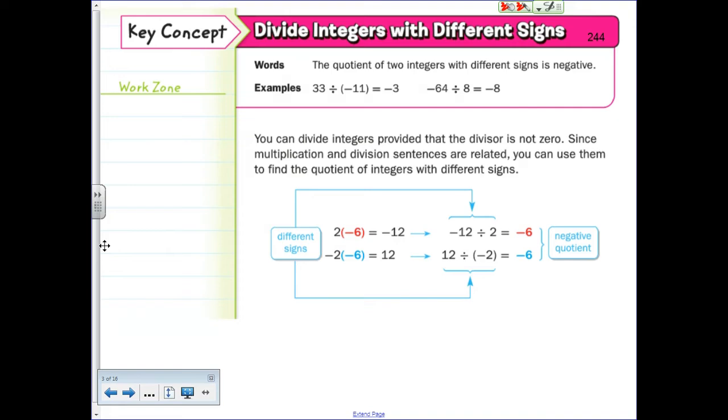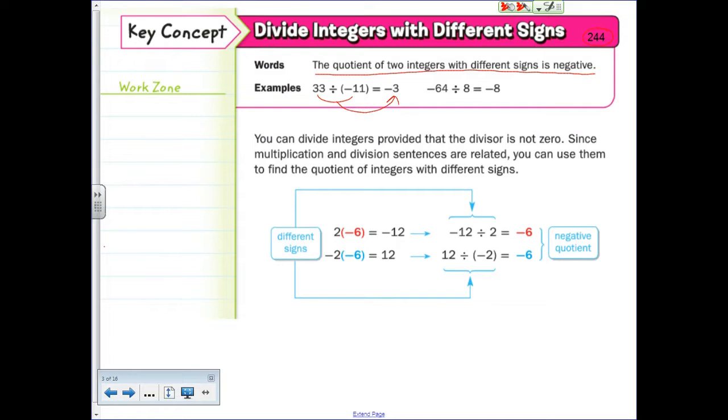All right, for division, you need to move on over to page 244 in your textbooks. The word to divide integers with different signs. The quotient of two integers with different signs is negative. This sounds kind of familiar to me. Remember when we just did multiplication, if your two factors had different signs, you got a negative answer. Well, the same thing's true here with division.